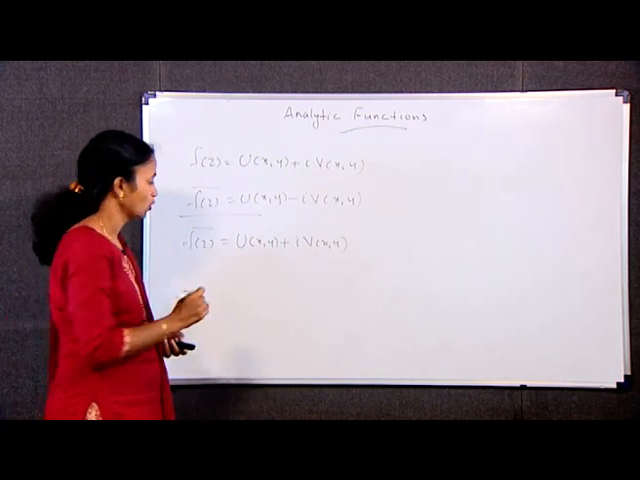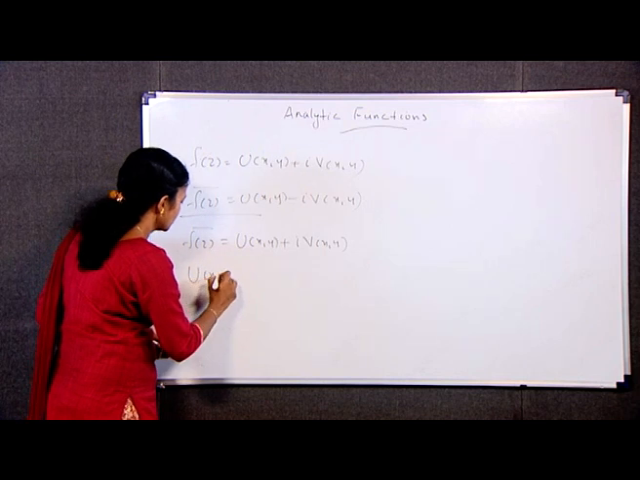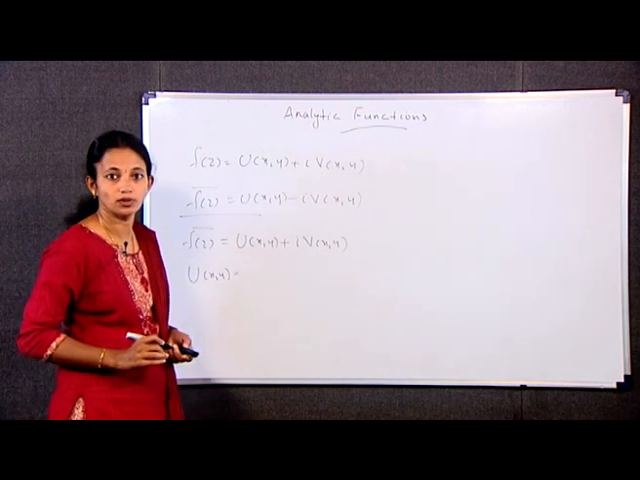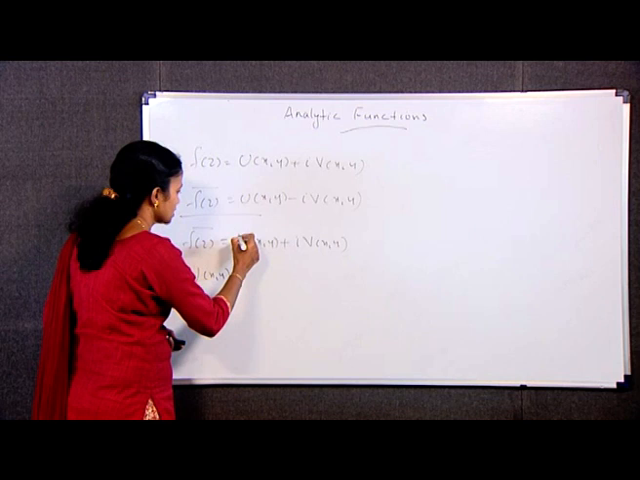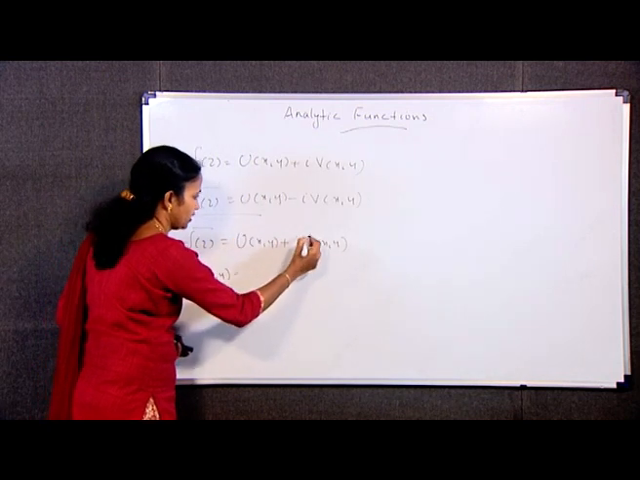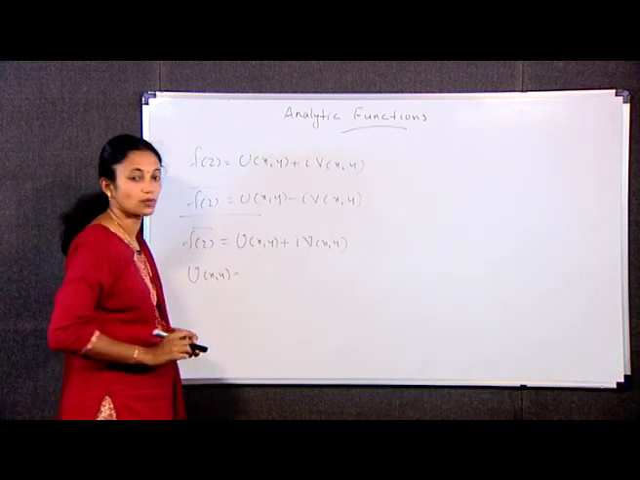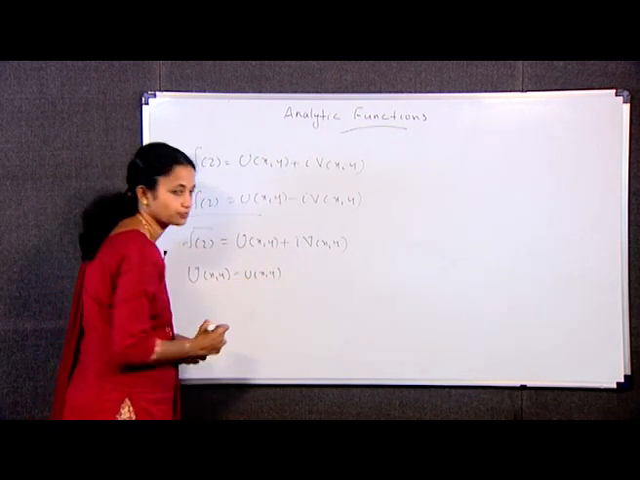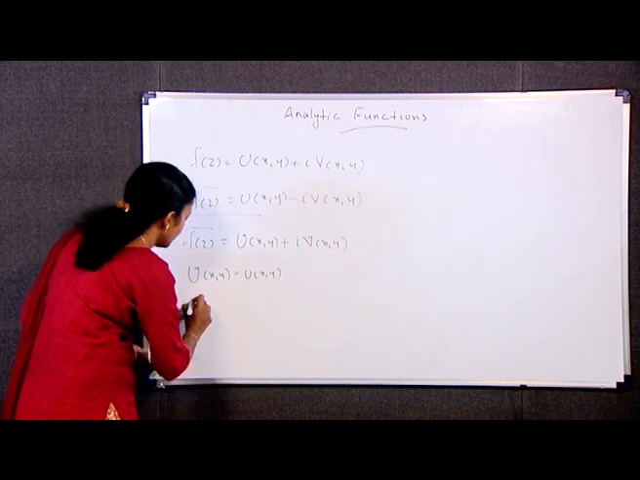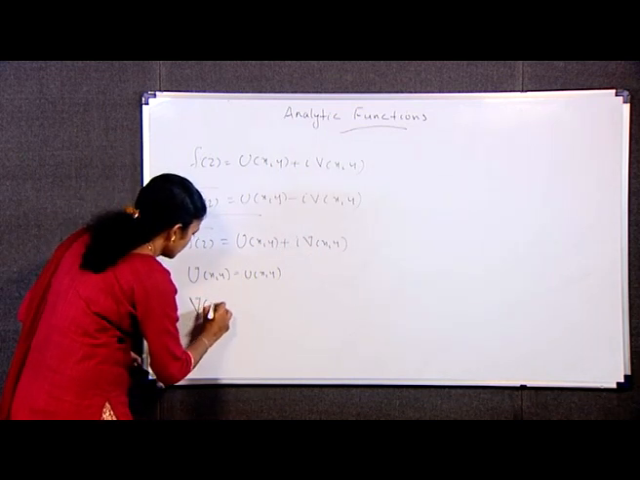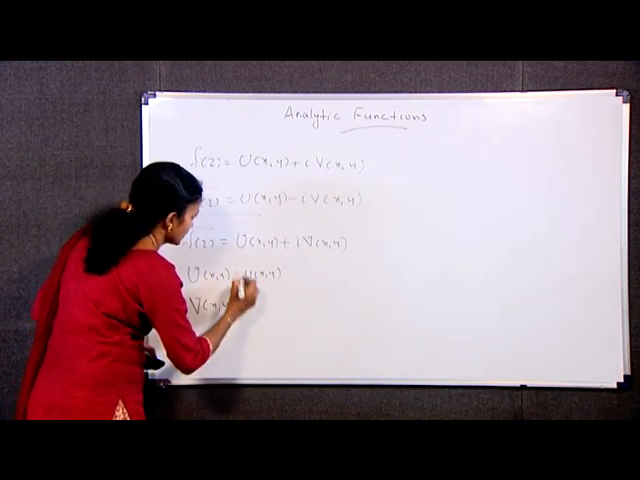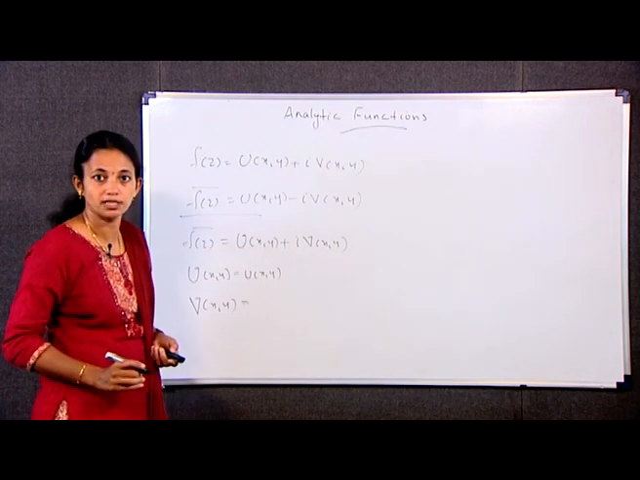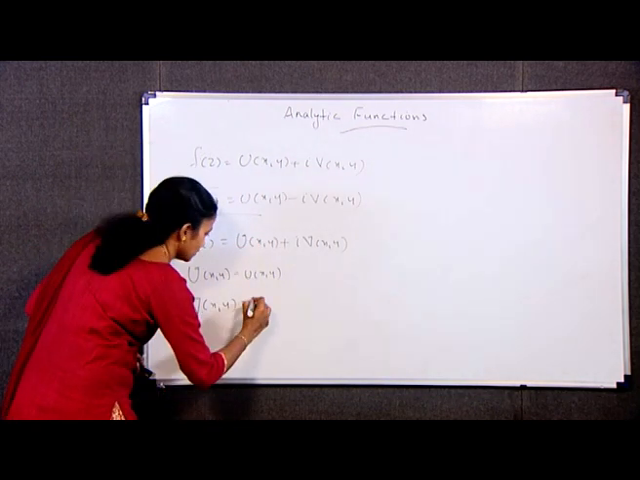Where we have this as our capital U and capital V. So, capital U(x,y) is equal to u(x,y) and capital V(x,y) is equal to minus v(x,y). Equation number 1.